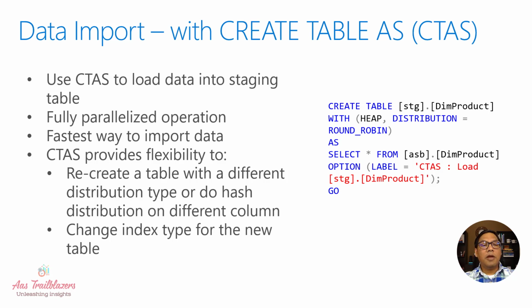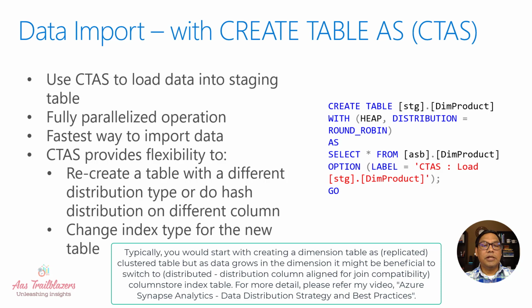The other type of situation where you can use CTAS is where you want to change the index type for your new table. For example, say you have a table with a clustered index and you want to create that table as a clustered columnstore index, you can do a CTAS of that data and create a new table with a new index type. This is the command that you see on the right side of this screen.